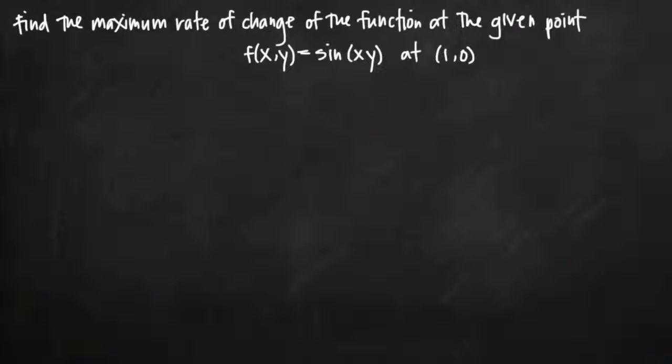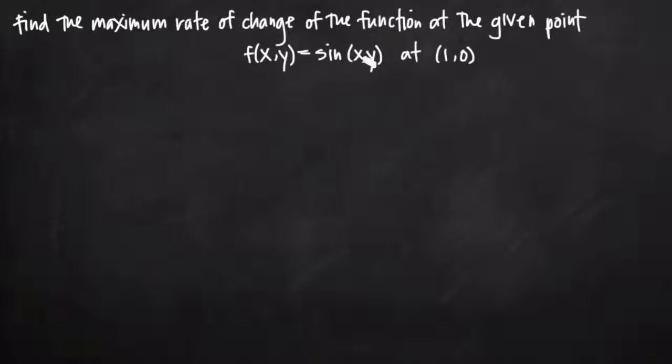Today we're going to be talking about how to use gradient vectors to find the maximum rate of change of the function at the given point. In this particular problem, we've been given the function f of x, y is equal to sine of x times y, and the point at which we've been asked to find the maximum rate of change is the point 1, 0. In a problem like this, the first thing we need to do is find the equation of the gradient vector, and then once we've found the gradient vector, we'll use it to find maximum rate of change.